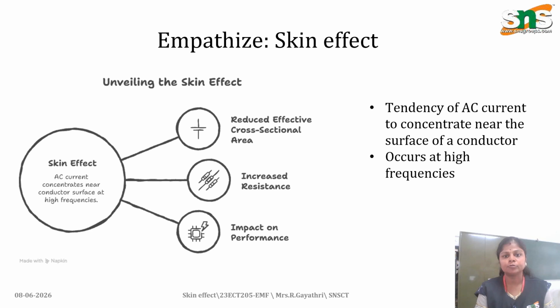The definition of the skin effect is the tendency of alternating current, AC, to concentrate near the surface of the conductor. The conductor is a good conductor. The skin effect is generated when alternating current concentrates near the surface of the conductors.